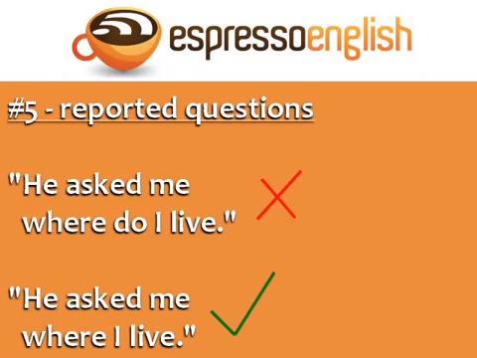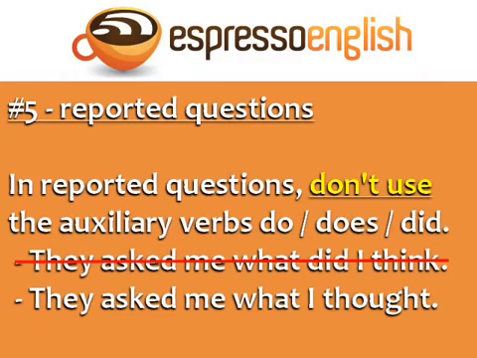Number 5. Reported questions. He asked me, "Where do I live?" is incorrect. The correct sentence is, he asked me where I live. This sentence is an example of a reported question. We are talking about a question someone asked in the past. In reported questions, don't use the auxiliary verbs do, does, or did.